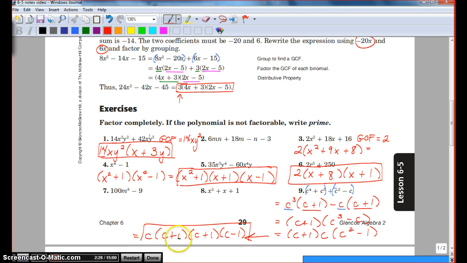So there are 1, 2, 3, 4 factors of this particular quartic. On to the next page.